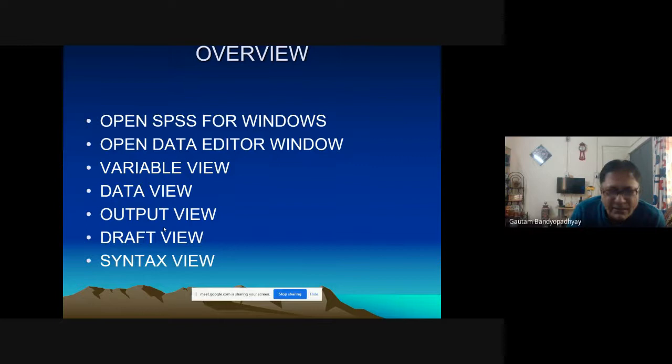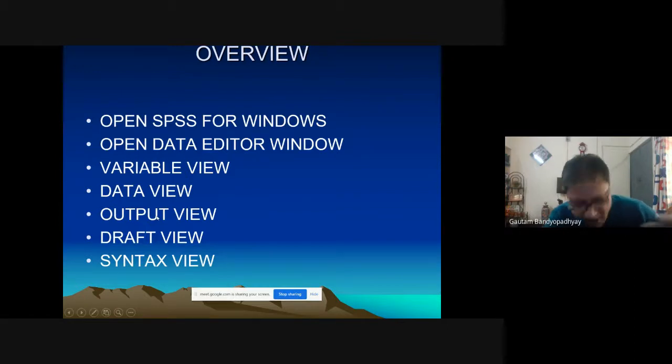The second part is, after defining the variable view, go to the data view. The third part is your analysis, that is the output view, called the statistical analysis. So today I will explain the first, second, and third parts in a short time, and tomorrow I will explain in detail.